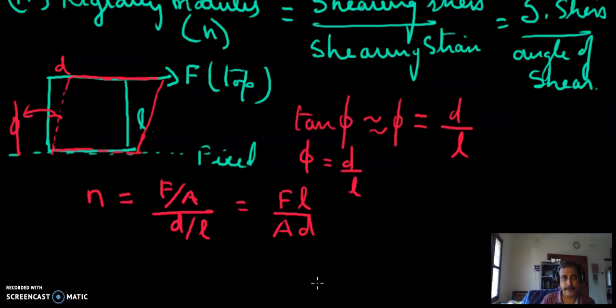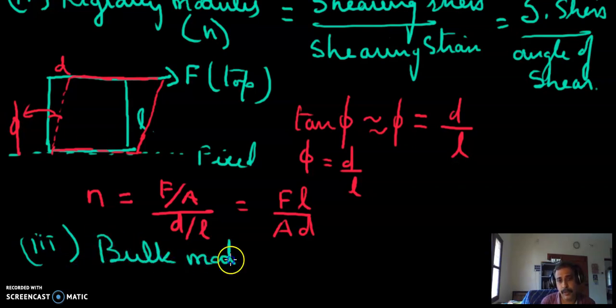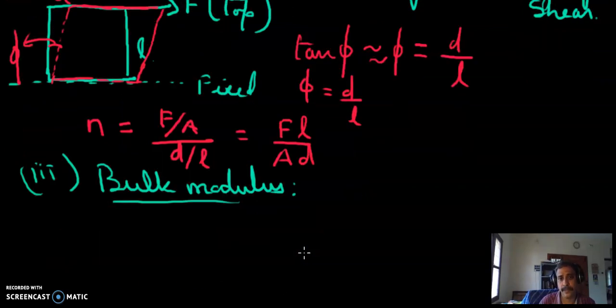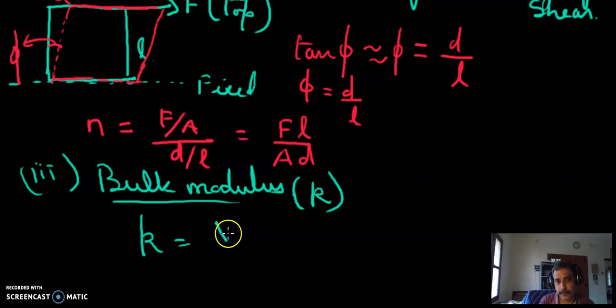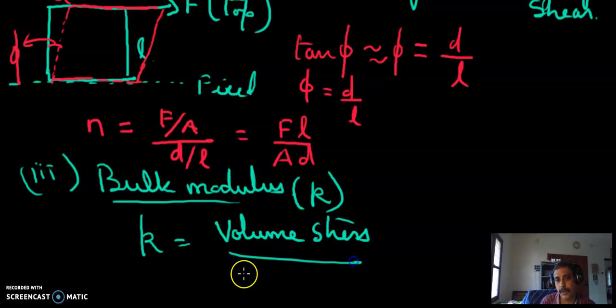So another type of modulus, the third type of modulus, we call the bulk modulus. What is the formula for bulk modulus? Bulk modulus is usually represented by the letter K. Therefore, K is equal to volume stress by volume strain.